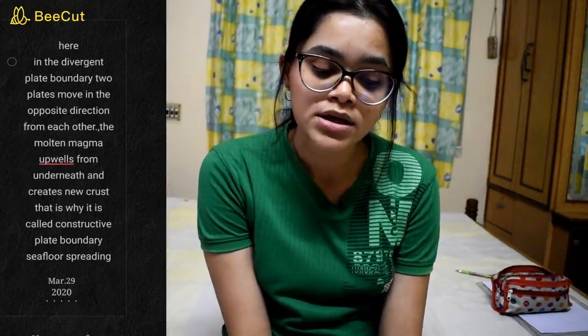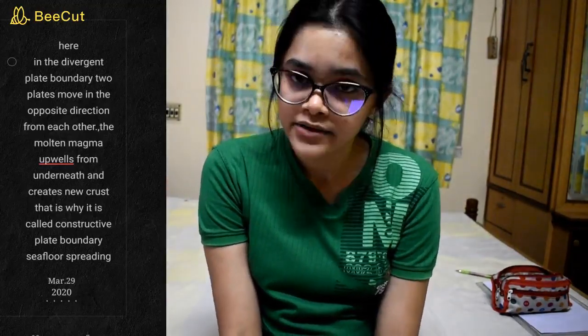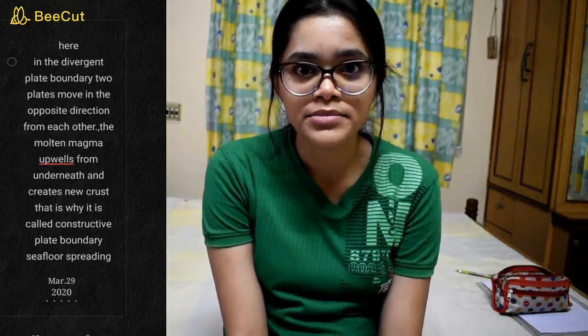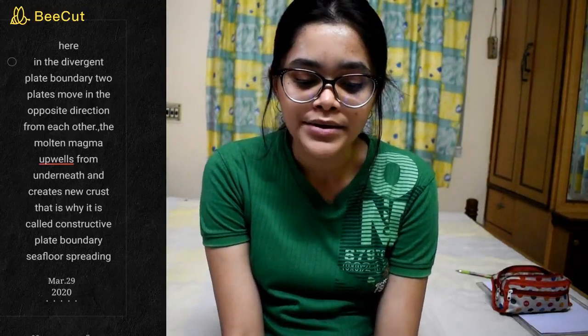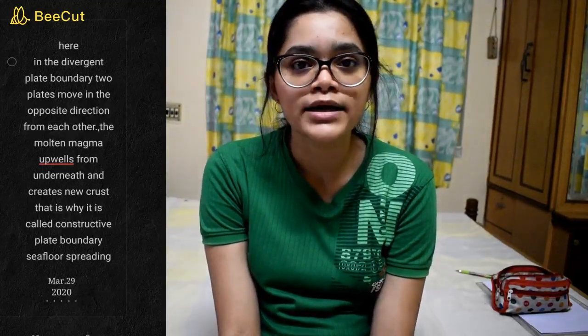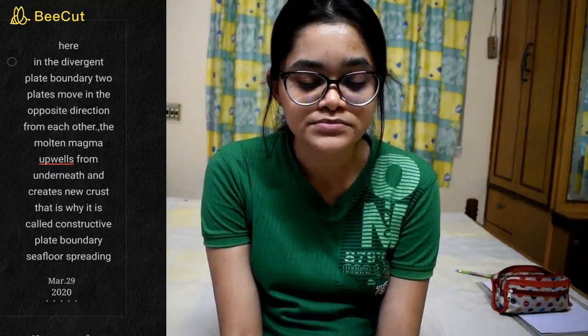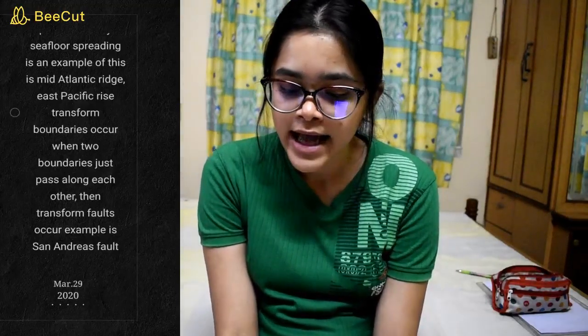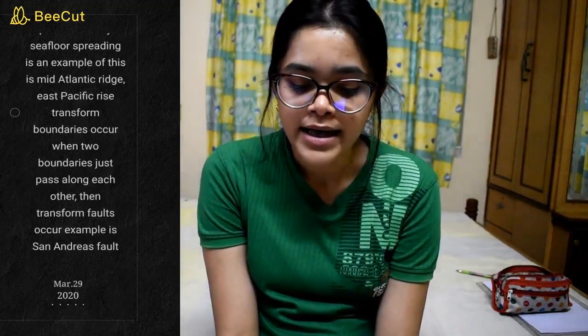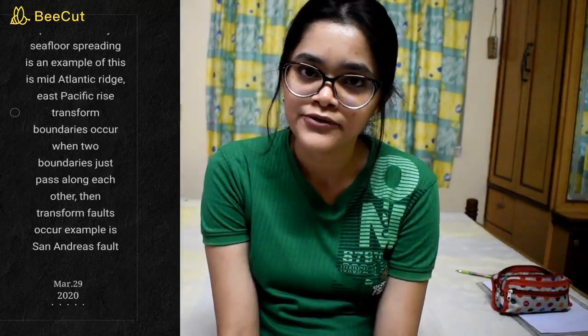An example for this divergent plate boundary is seafloor spreading. Because of the divergent plate boundary, the seafloor spreads, and examples are the Mid-Atlantic Ridge and the East Pacific Rise. So moving on, the last point for today's lesson is transform boundaries, which occur when two plates just pass along each other and a transform fault occurs. An example is the San Andreas fault.